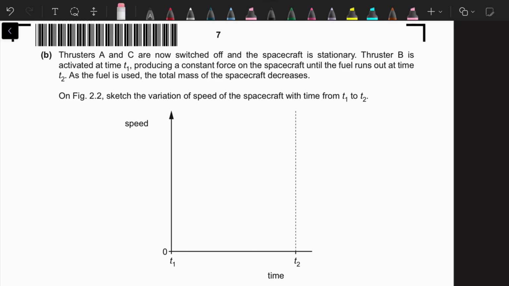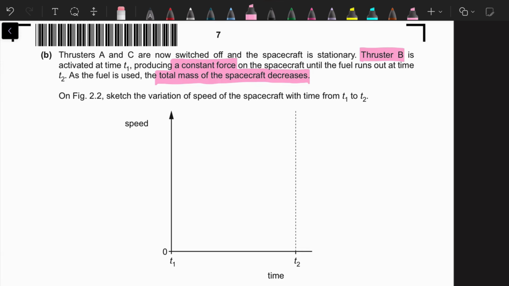Okay, so let's move on to B. Thruster A and C are now switched off and the spacecraft is stationary. Thruster B is activated at time t1, producing a constant force on the spacecraft until the fuel runs out at time t2. Very important point, a constant force. As the fuel is used, the total mass of the spacecraft decreases, and they want us to sketch the variation of speed of the spacecraft with time from t1 to t2.